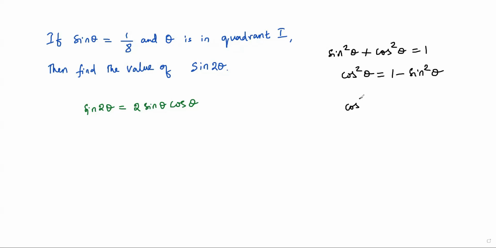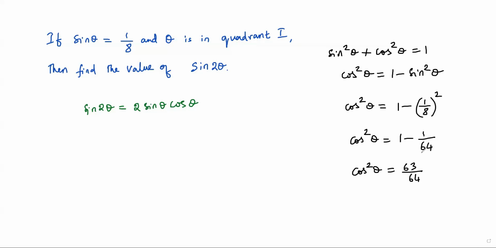So cosine square theta equals 1 minus (1 over 8) the whole square. So cosine square theta is equal to 1 minus 1 over 64. So finally, cosine square theta equals, when I simplify this, I'll be getting 63 over 64, because 1 times 64 is 64, and 64 minus 1 is just 63. Now I got the value of cosine square theta, but I need the value of cosine theta.